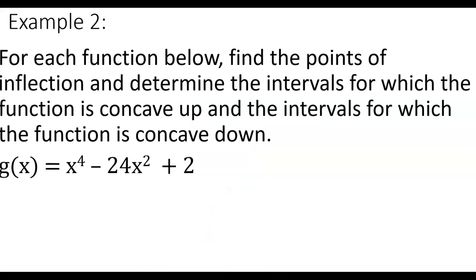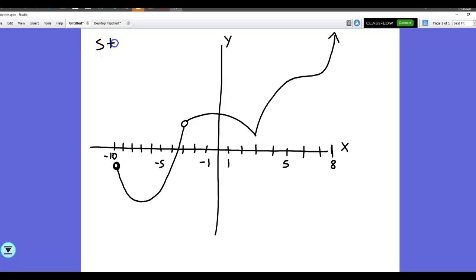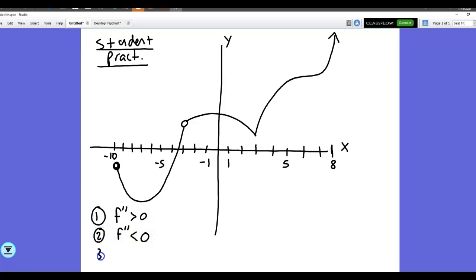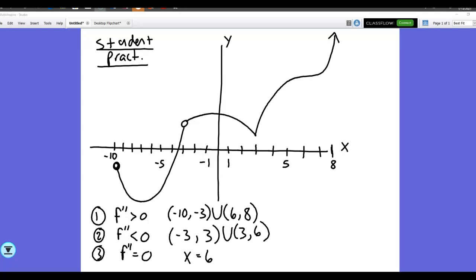All right, so here's a student practice for you guys. Pause the video here and see if you can find where the second derivative is greater than 0, where the second derivative is less than 0, and also where the second derivative equals 0. When you unpause it, you'll see the solutions. So if your answers are close to mine, you might be right.